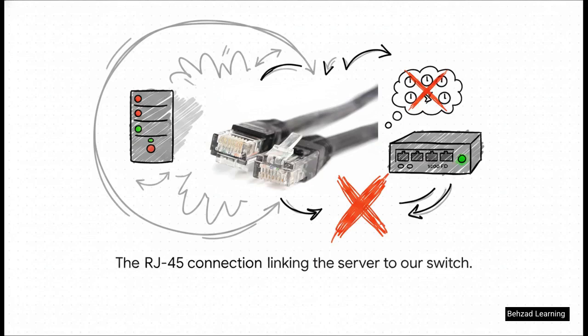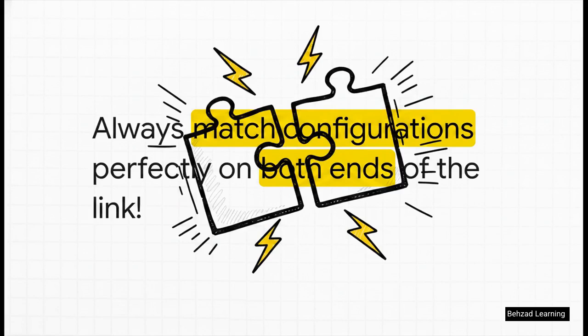We investigate the server, and boom, there's the answer. The server administrator hard-coded the server's network card to 1000 megabits full duplex, completely disabling auto-negotiation. Our switch, left on its default auto settings, fell back to the IEEE defaults, resulting in a catastrophic duplex mismatch. The fix for this is brilliantly simple, but it requires strict discipline. You must always match your configurations on both ends of the link.